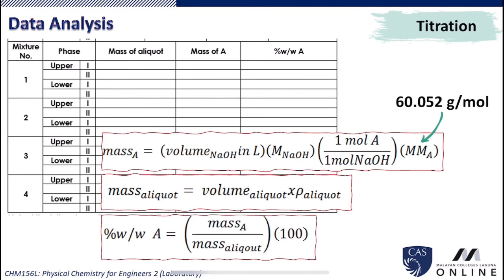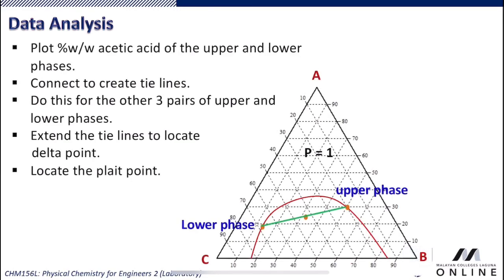So for example, I have mixture 1 here. Let's say the percent weight per weight for the lower is 10, and then the upper is 30. So I would just have to look at the binodal curve. So let's say this is 10, for example only, and this is 30. In this case, it's not 10, it's 19. So let's say this is 19 for the lower phase, and then the upper phase is 30. So I would just plot that in the binodal curve and then connect. So that's one tie line.